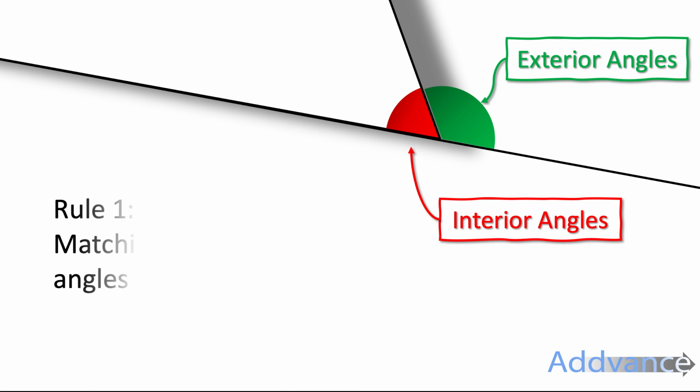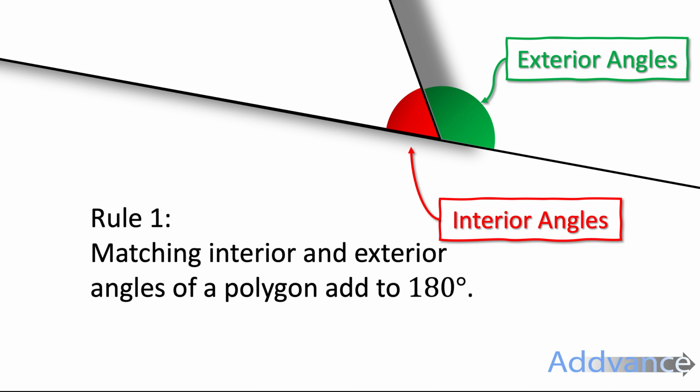The interior and the exterior angles do lie on a straight line, so matching interior and exterior angles of a polygon always add up to 180 degrees. This is one of the rules we need to learn today.